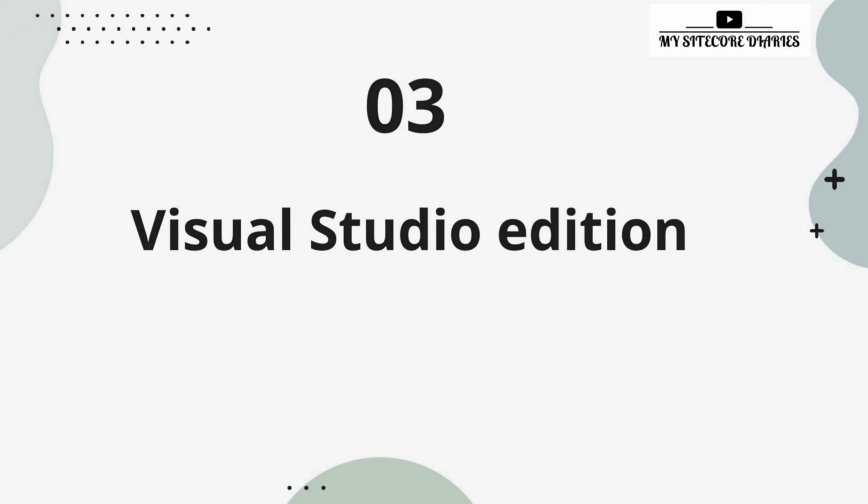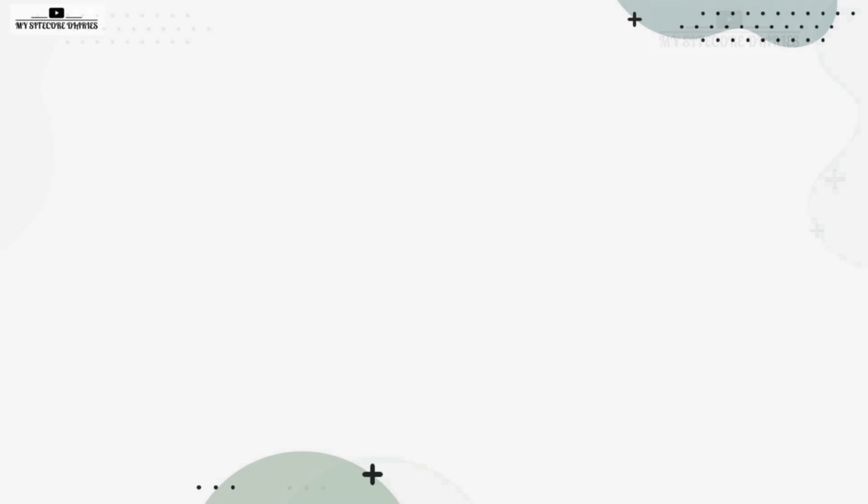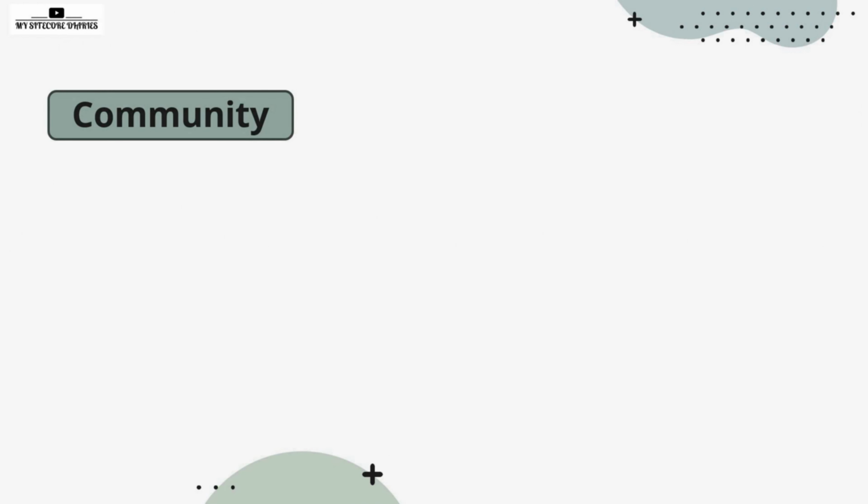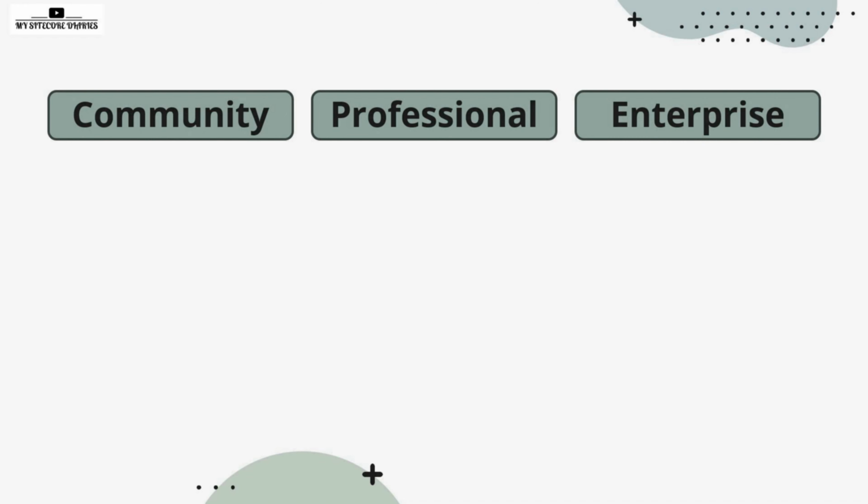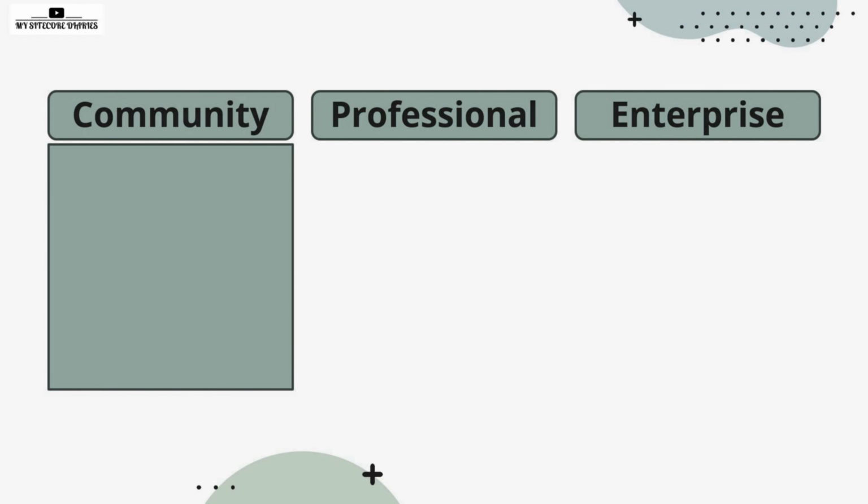So let's see what are the different Visual Studio editions available. When you talk about the editions of Visual Studio, there are three types of editions available. First is the Community, second is the Professional, third is the Enterprise. So we'll see what each of them is. First is the Community.